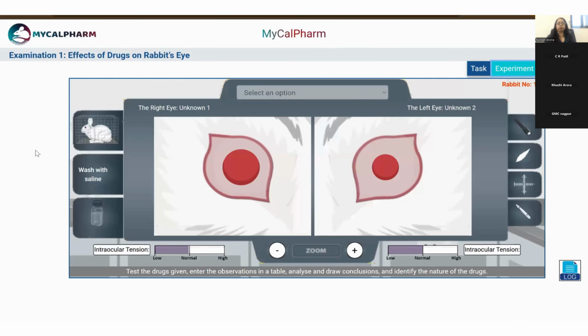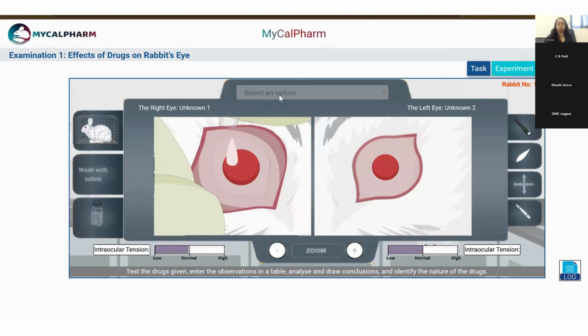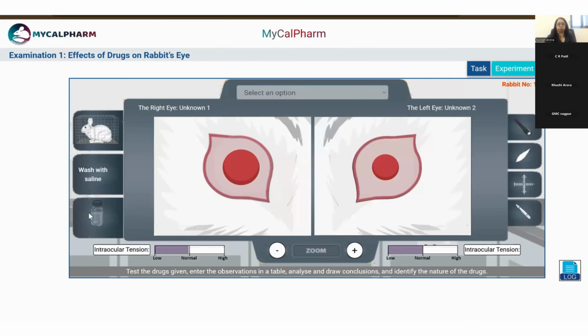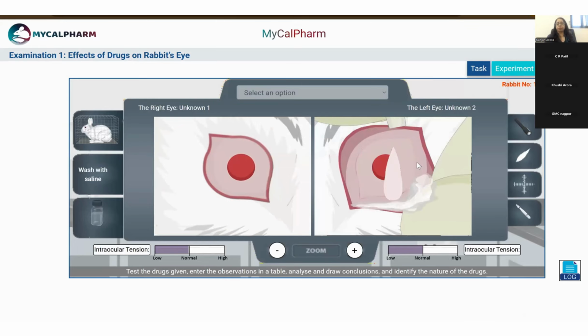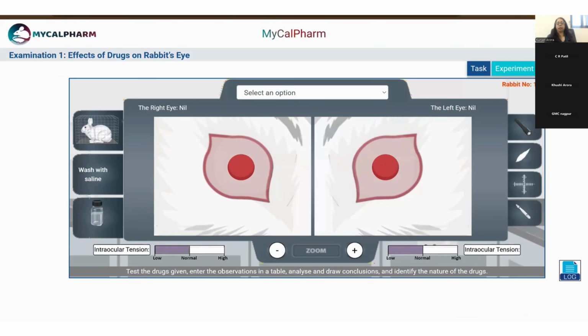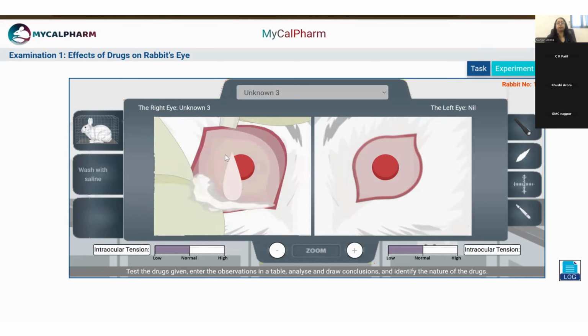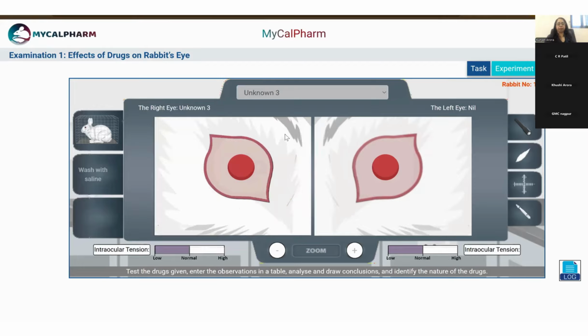If I go back to the experiment, again we can use more drugs here by washing with the saline. When we are actually in the lab, we cannot perform this particular experiment so many times. We cannot practice on a rabbit with so many drugs. We cannot add it here. But since this is software, we've given you such a good option. Here you can just choose any number of drugs, wash with saline, and see the effect. Everything can be done here. Any number of times you can use any drug here.